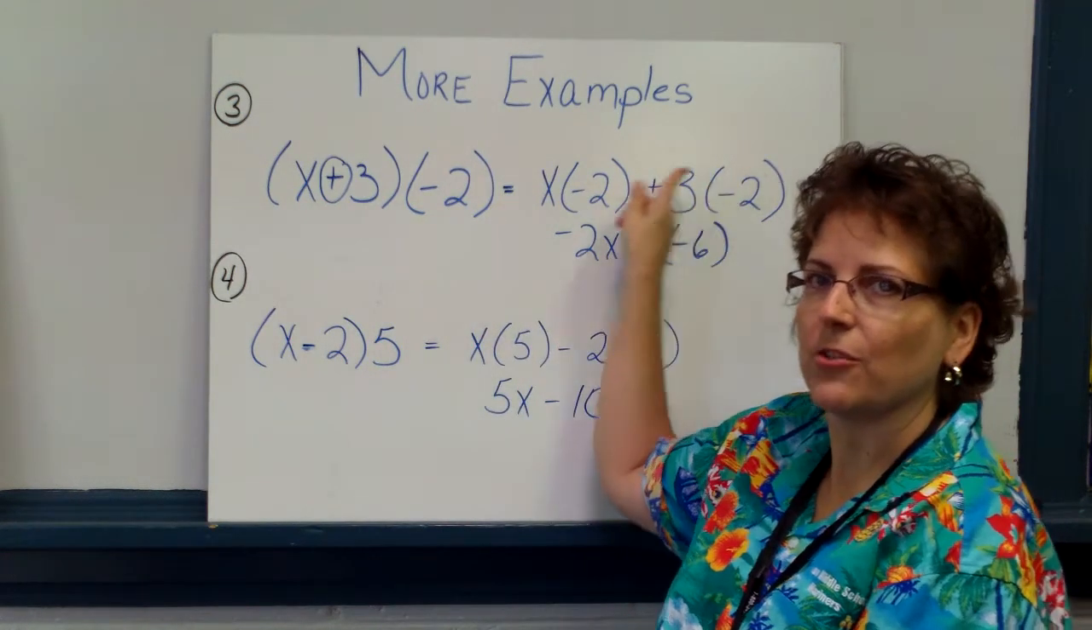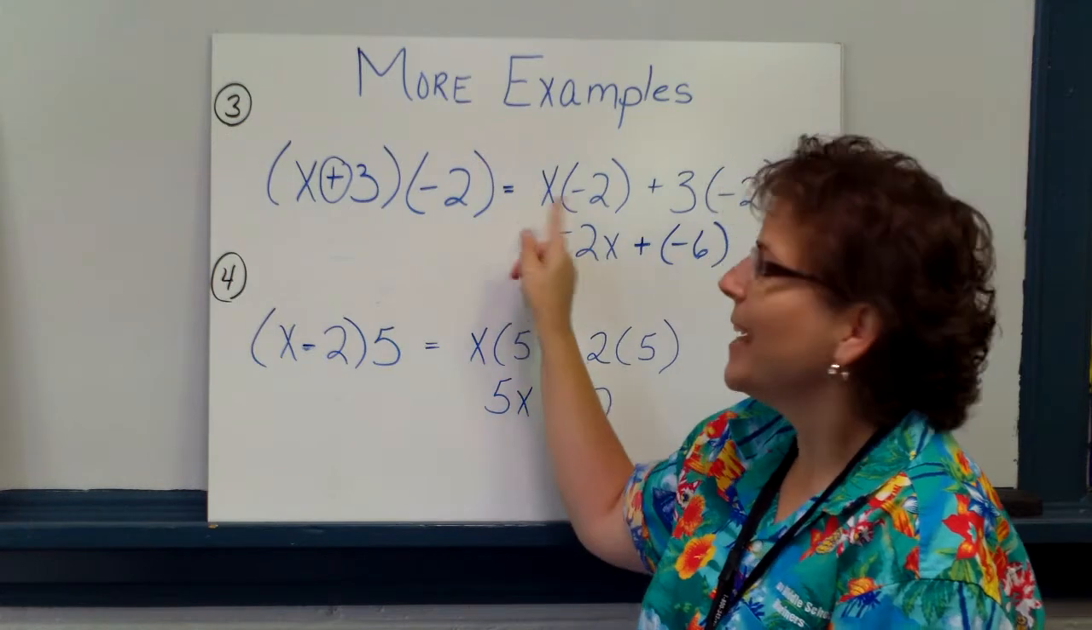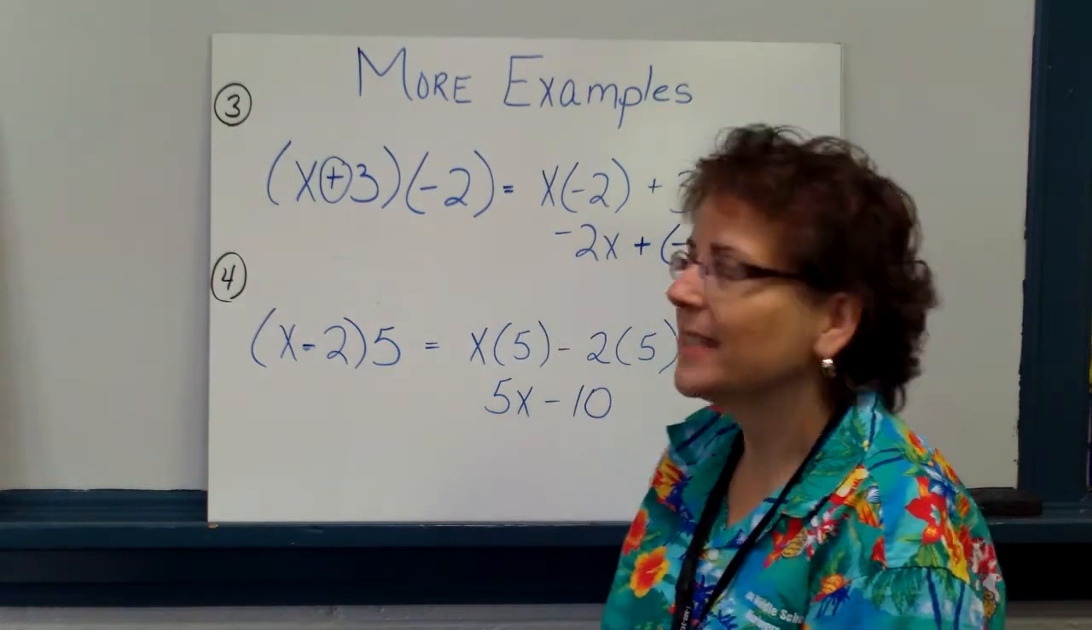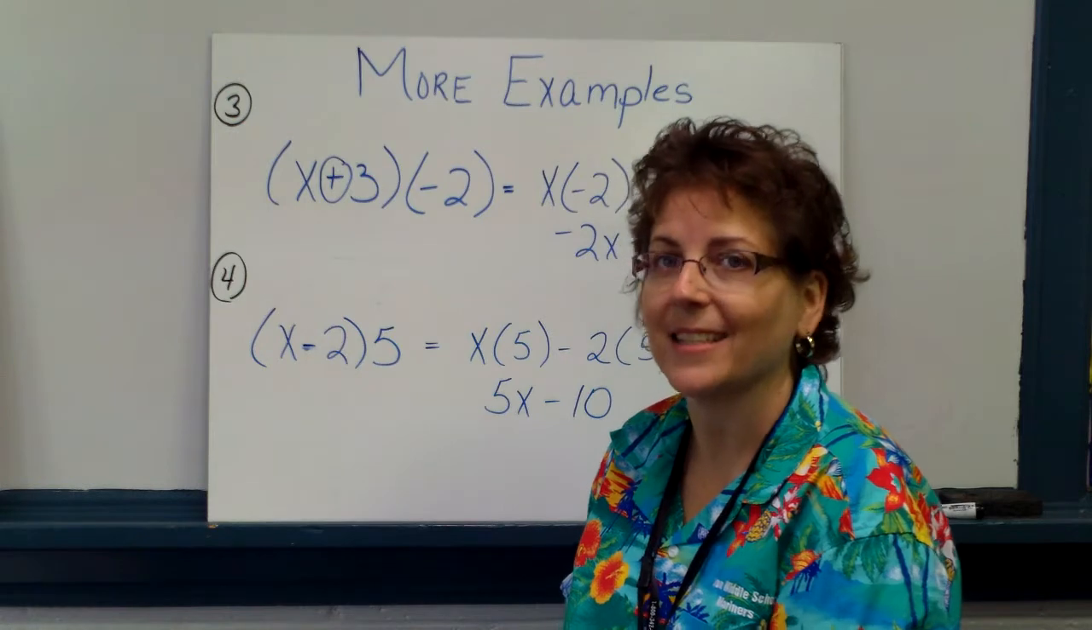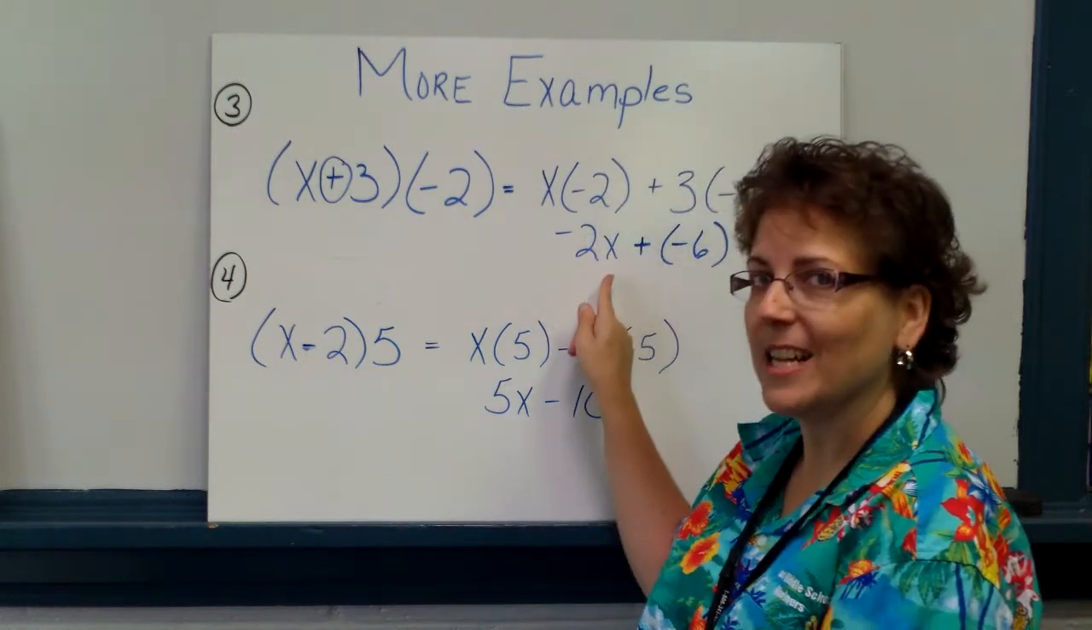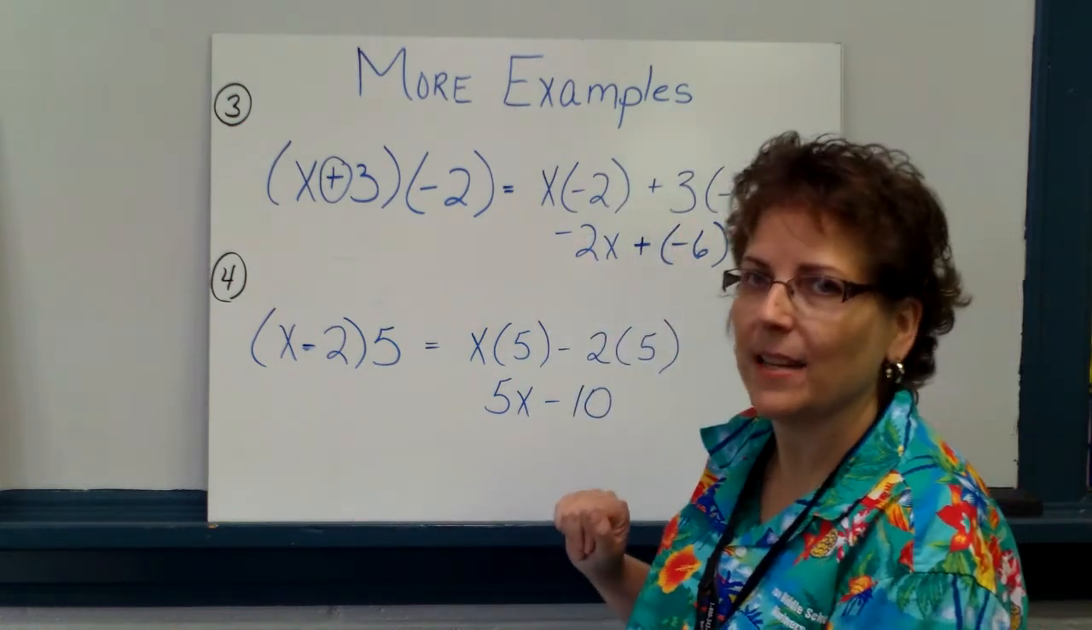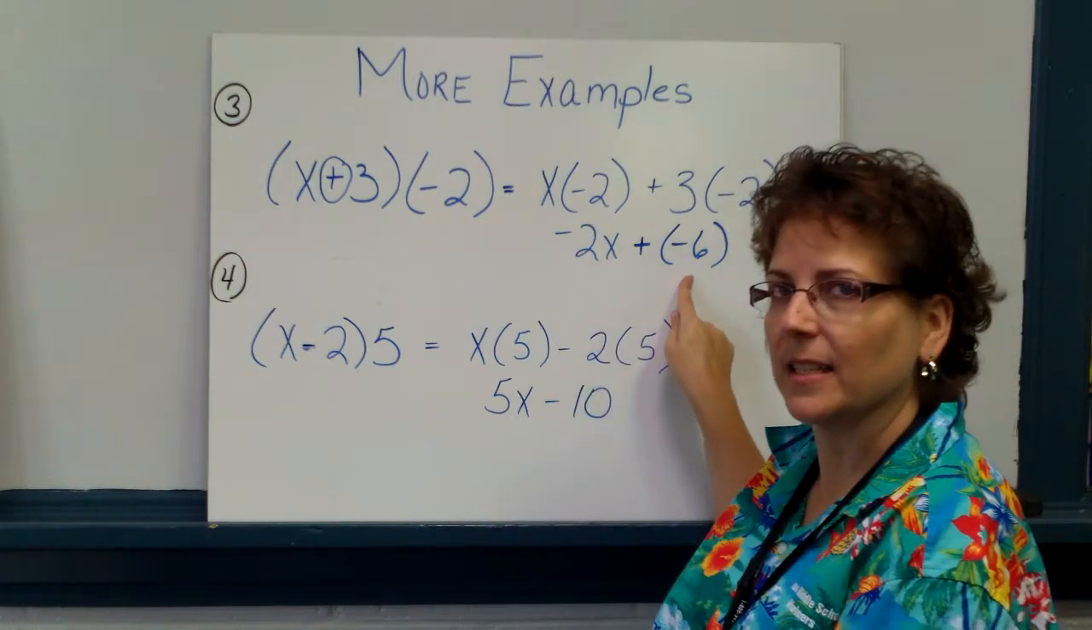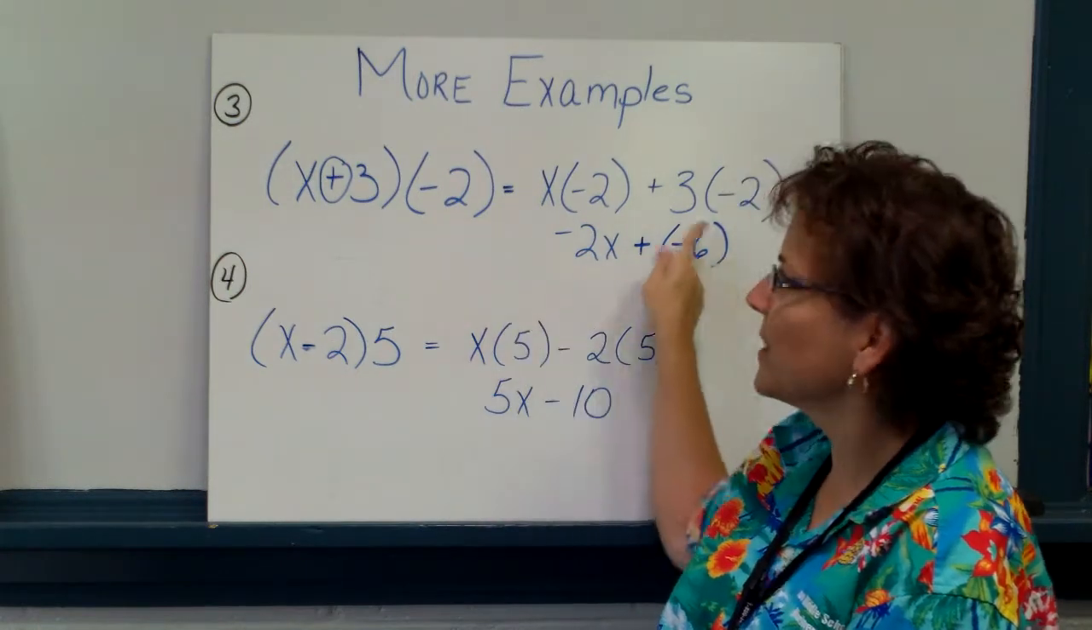So here's this line in your notes. X times -2 is going to give you -2x. We've got the plus sign, and then we have 3 times -2, which is -6. And this is your answer for this example.